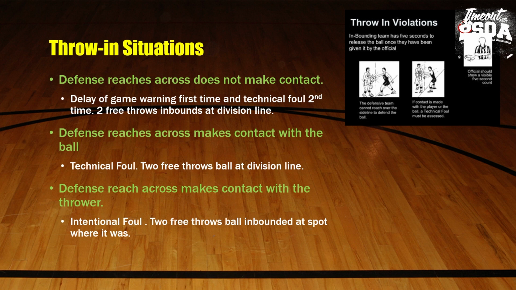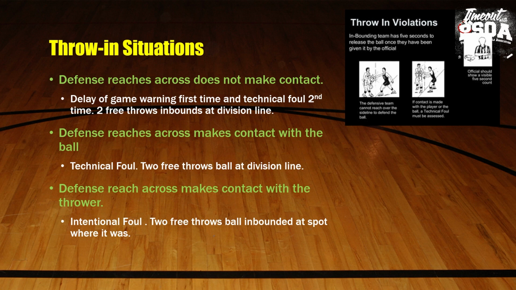The next example was defense reaches across and makes contact with the ball. If it's with the ball, this is a technical foul, so there is no warning. They reach across, they made contact with the ball. This is an automatic technical foul on that player: 2 free throws and the ball at the division line. Again, to prevent this, remind that defense not to reach across and to stay back a little bit.